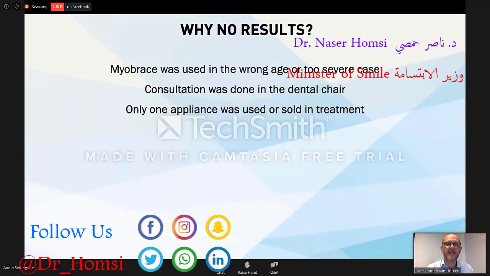This is a thing that happens a lot. Only one appliance was used, and we see doctors every day who say, I don't need number one, I only use 2 appliances, I am the one with the experience, and the patient or the parents didn't want to pay that much, so I only sold 1 appliance. No, the treatment is serious.